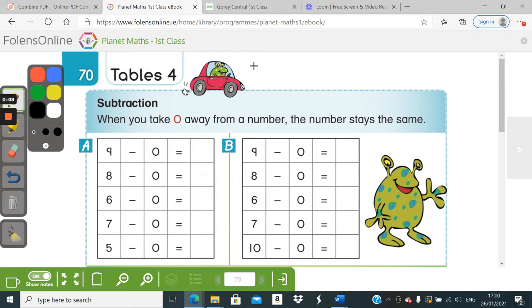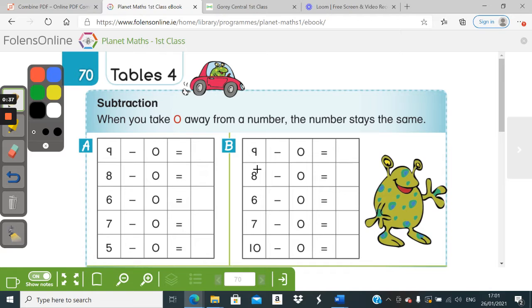You might be wondering why we've missed page 69. Don't worry, we will be doing page 69, but we're going to look at that during our Zoom lesson, which is on tomorrow. So for today, we're looking at page 70, which is on tables, and in particular, subtraction. Now, subtraction is something we've done a little bit of this year, not loads, but we have talked a lot about it, and so hopefully it won't be too much of a problem.